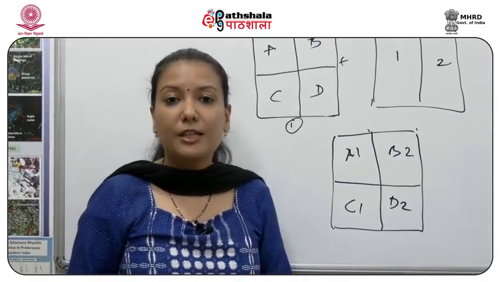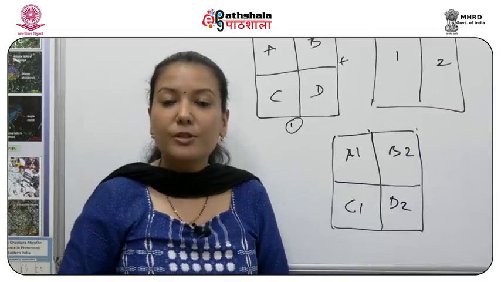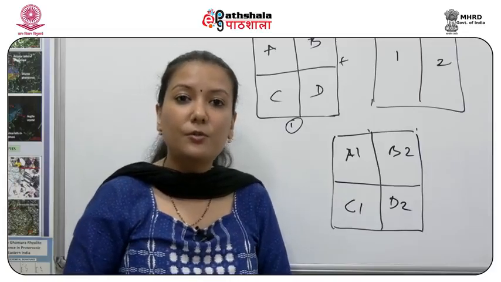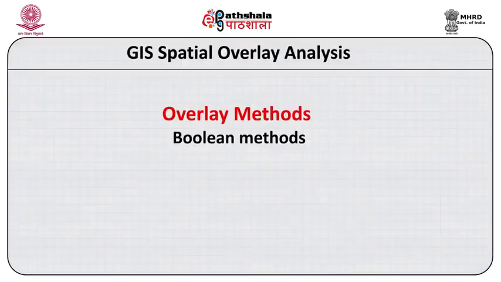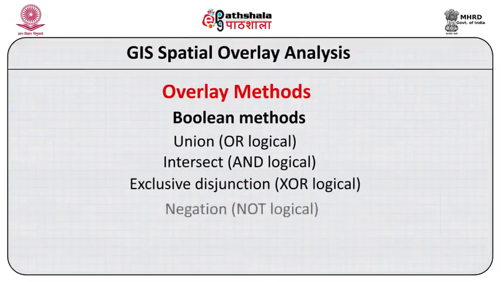That is why Boolean algebra comes into play, and I am sure you would know Boolean algebra from your mathematics class, where it was based on Venn diagrams. The Boolean methods allow you to create conditions or logical statements so that you can understand whether the spatial location has something as true or not true. The 4 basic Boolean methods utilized in GIS overlay are union, intersection, exclusive disjunction and negation.